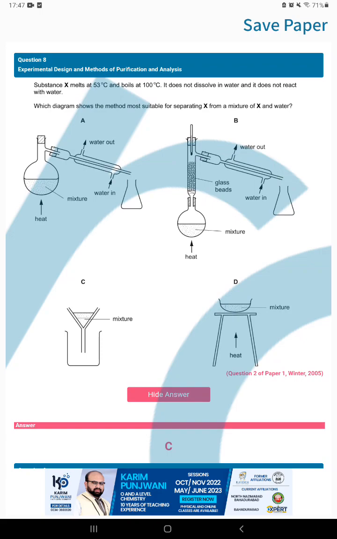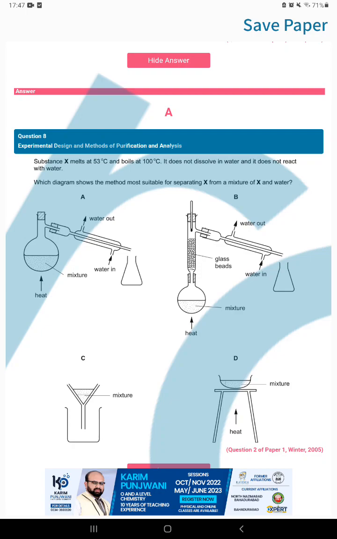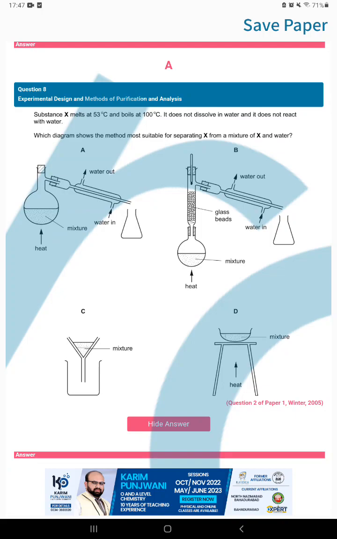Substance X melts at 53 degrees Celsius and boils at 100 degrees Celsius. It does not dissolve in water and it does not react with water. Which diagram shows the method most suitable for separating X from the mixture of X and water? A, B, C, D. What do you think? Filtration or distillation or fractional distillation. What do you think?